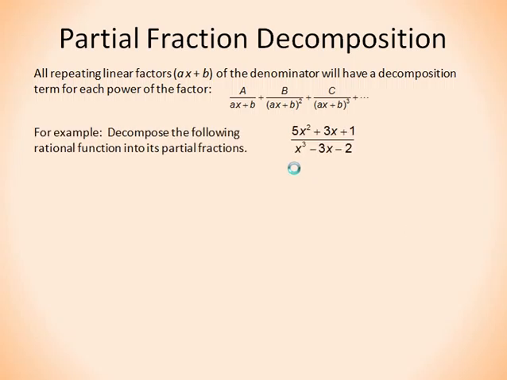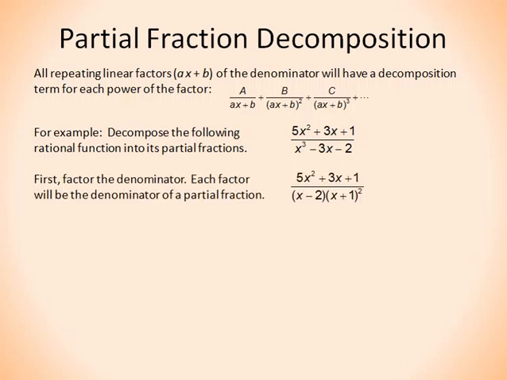Okay, this would be an example here. Let's decompose this rational function right here. The first thing I need to do is factor my denominator. And when I do that, I see that I have a factor here of x minus 2. That's a non-repeating linear factor. And I have a factor of x plus 1, quantity squared. This is a repeated linear factor.